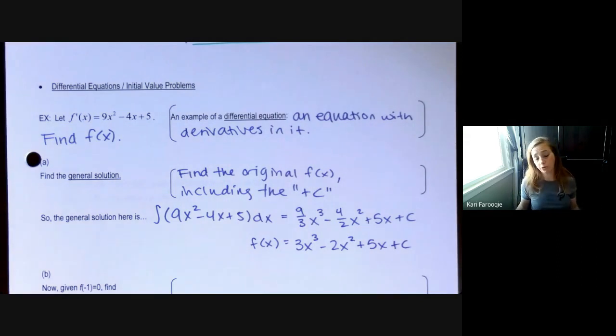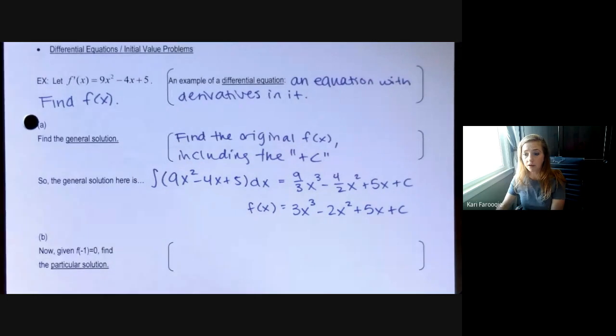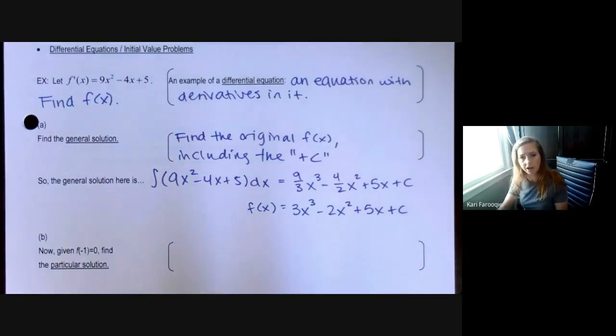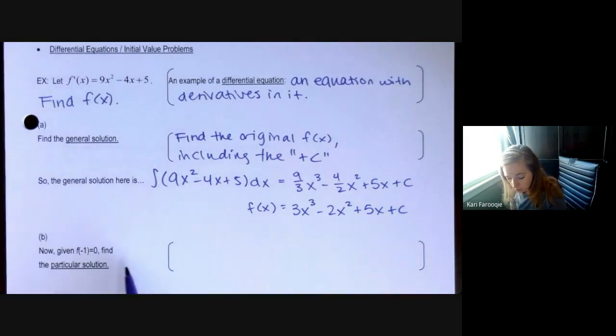That's our general solution. Now, the idea here behind the initial value problem is you're going to be given an initial value, like something about the function at a given value, and that's going to help you to solve for c. So for part B, we're given f of -1 equals 0. So you're going to be given 1 point on this family of curves. It's a whole thing. We'll look at it in a minute. But we're given 1 point, and for that we need to find a particular solution.